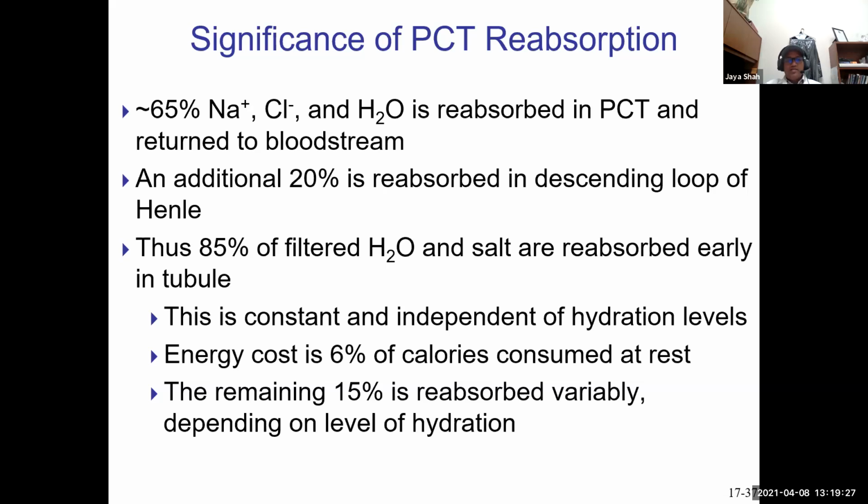The remaining 15% is reabsorbed variably depending on the level of hydration. So here you go. Now after the loop, in the collecting duct and DCT, the role of hormones plays how much you're gonna reabsorb. If you are hydrated, you reabsorb less. If you're dehydrated, then you reabsorb more, so your blood volume is maintained. And that works with the hormones. So that's why when you're hydrated and when you're dehydrated, the amount of aldosterone and ADH released from your body are different. Are you following me?